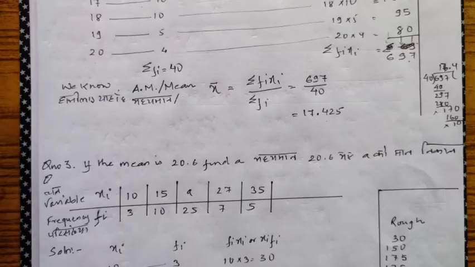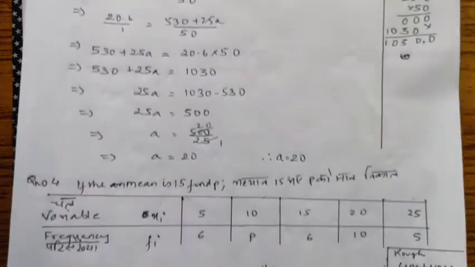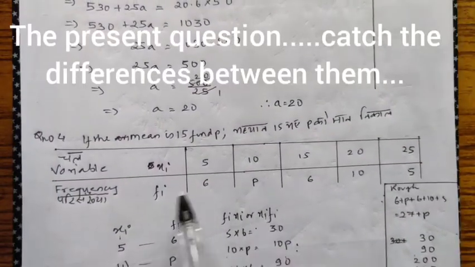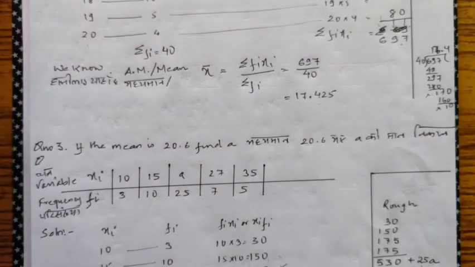Understood or not? So this, guys, can you see this question? This question was different. Here we had unknown in variable, and this question is different. Here we had unknown in frequency, and I've solved both the ways. So it's up to you all to do a few questions as homework.